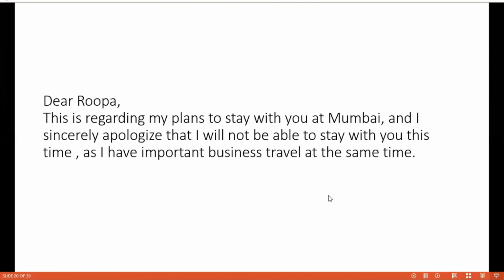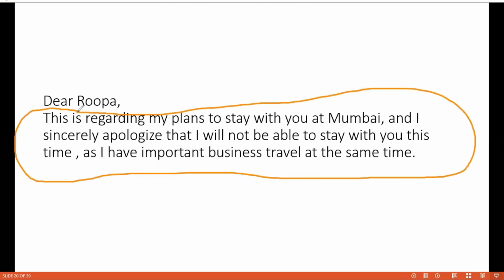So let's look at the very first line. Dear Rupa. That's an opening salutation, and this is an opening statement. The opening statement was supposed to be what? Hey buddy, how are you? Something of that sort. Instead: "This is regarding my plans to stay with you at Mumbai, and I sincerely apologize that I will not be able to stay with you this time, as I have important business travel at the same time." So let's say your friend called you and you picked up the call and heard this sentence. You'd be like, what's wrong with you? Isn't it? The same thing is going to happen to an examiner who reads your letter. So how do we change that? I'm going to explain in just a while.